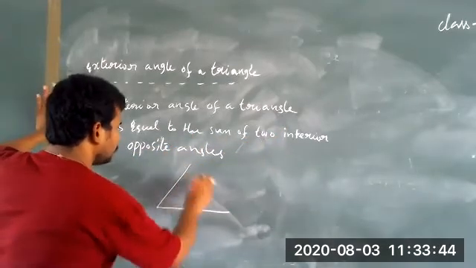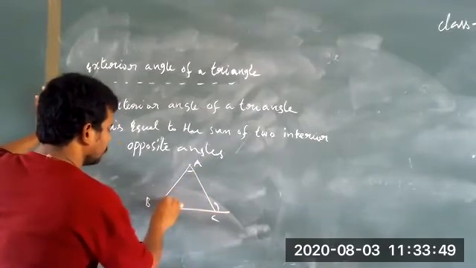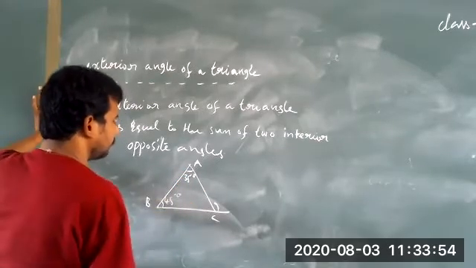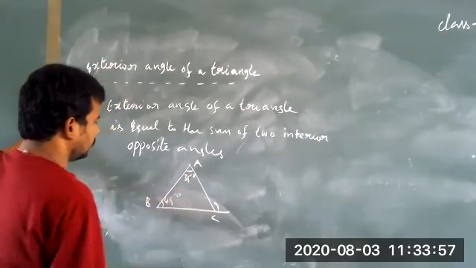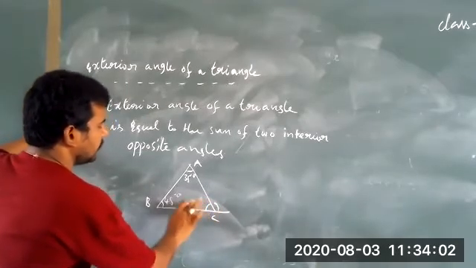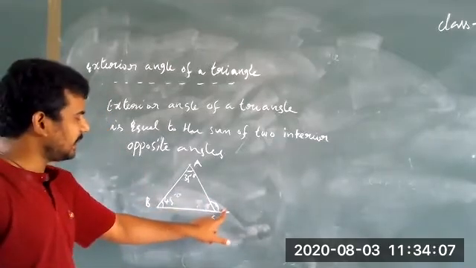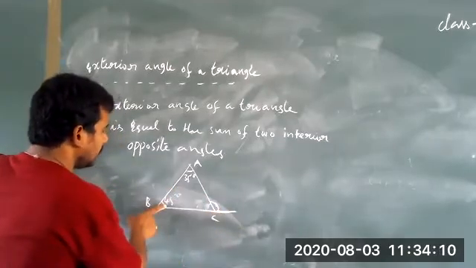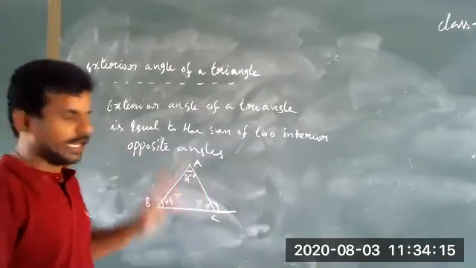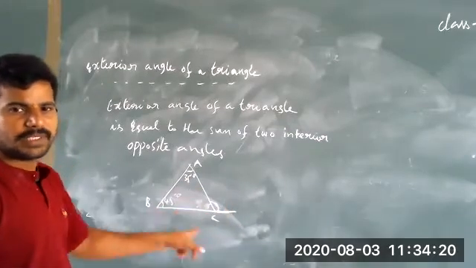Let's see, this is triangle ABC. Here 35 degrees is given, here 45 degrees. 35 plus 45, total how much, children? 80. This angle is not given, so you can find this angle. This is the exterior angle. This angle, this angle, this angle are inside triangle ABC, so they are called interior angles. This angle is outside triangle ABC, so it is called the exterior angle.